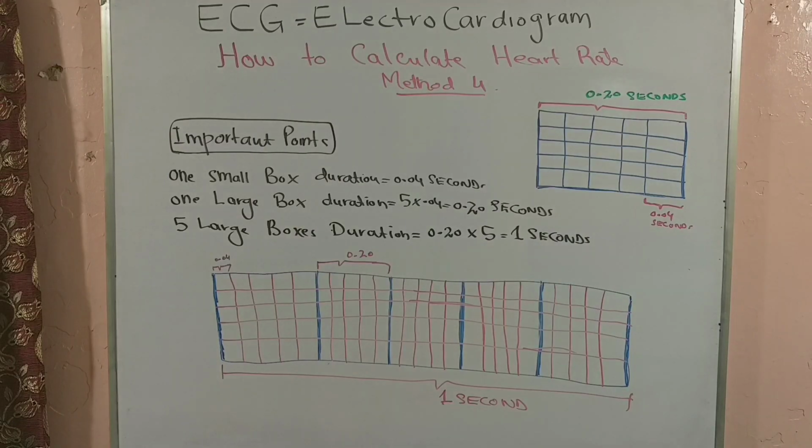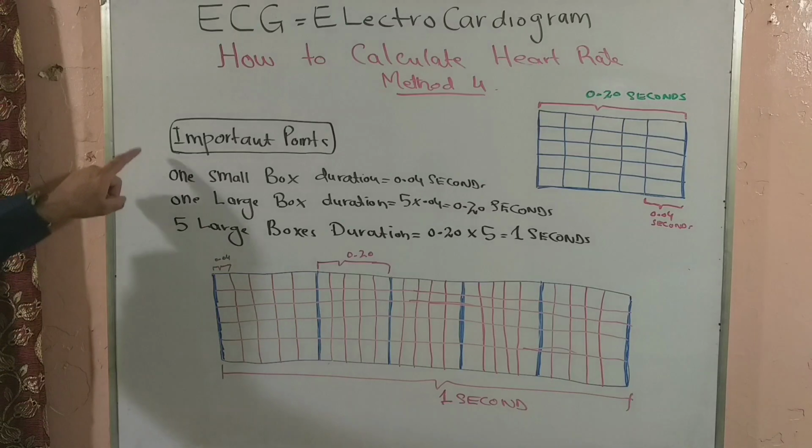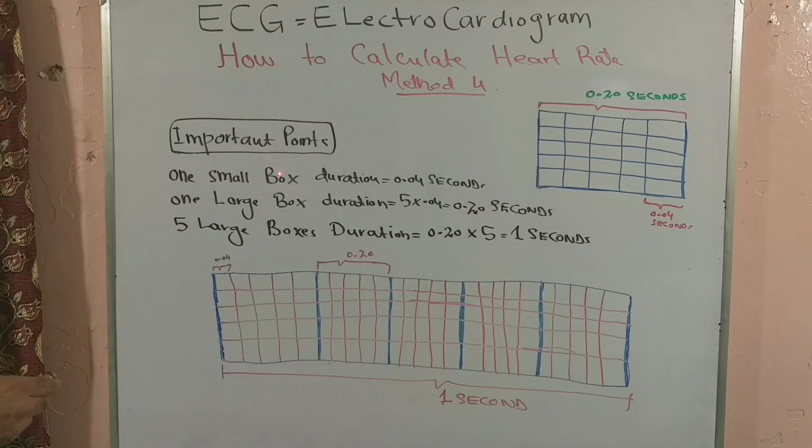So this is going to be method 4, the last method using which we can calculate the heart rate from the ECG paper. And in this method there are certain important points which need to be remembered.